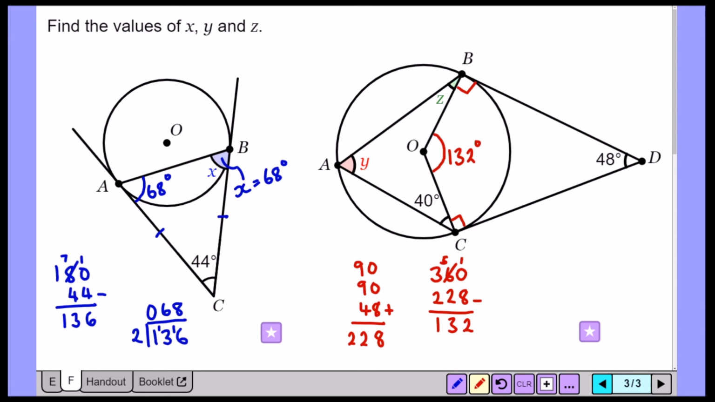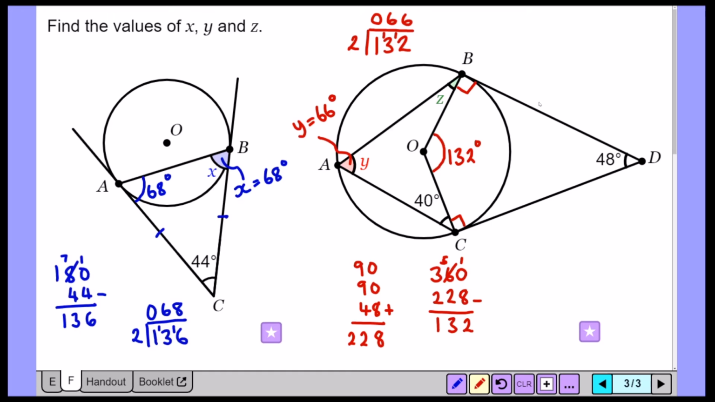I can use my circle theorem fact to help me work out why. That is, that angles at the centre are always twice the angle at the circumference. That means that I need to halve 132. Again, if I need to, I can use my bus stop to help me do this. 1 divided by 2 is 0 remainder 1, 13 divided by 2 is 6 remainder 1, and 12 divided by 2 is 6. That means that my missing angle y is 66 degrees.